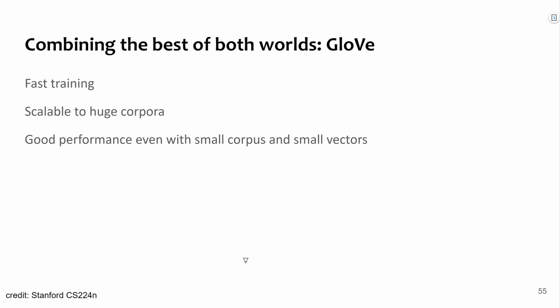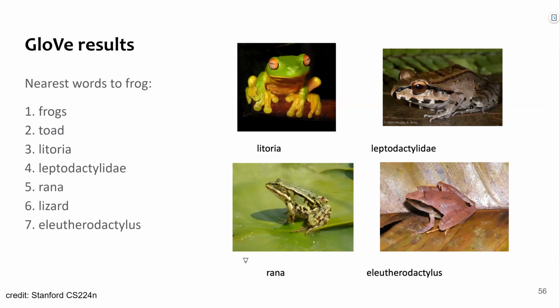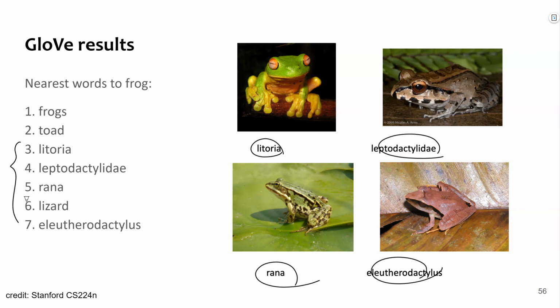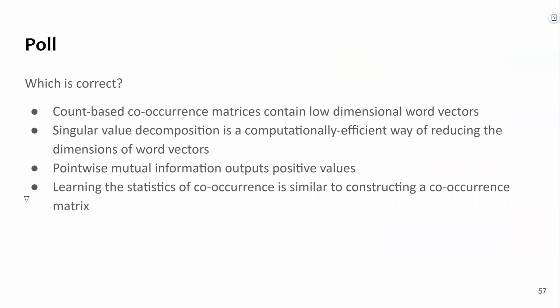All right, and GloVe combines the best of both worlds, count-based and direct prediction. It is fast and scalable to huge corpora, and it shows good performance even with a small corpus and small vectors. And this is the result. These are very difficult words, but GloVe captures the meaning of these words very well.